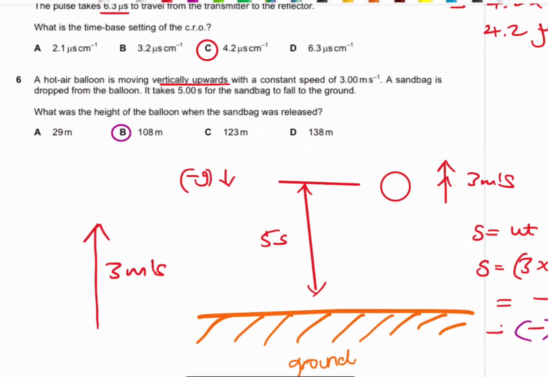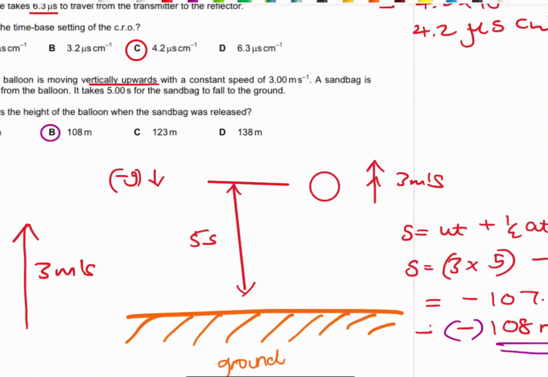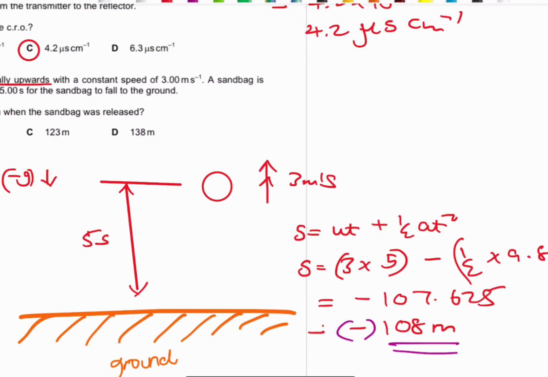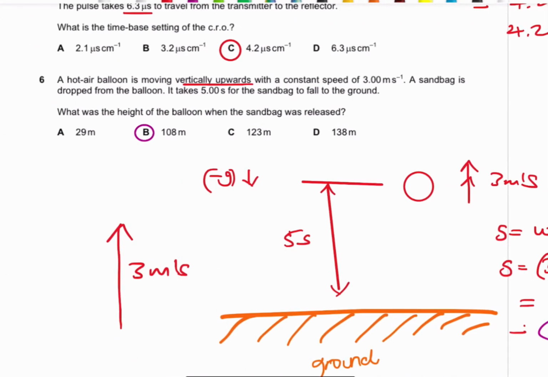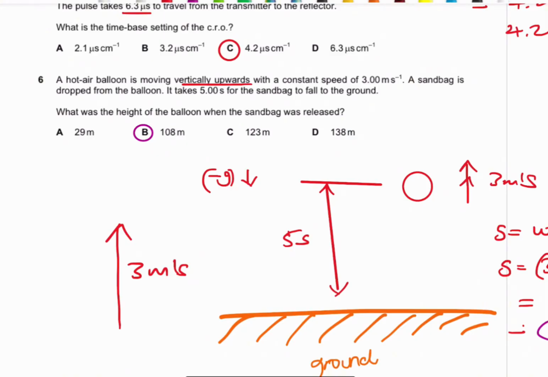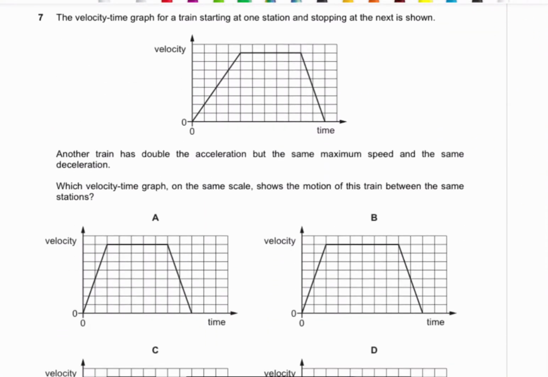So very important, it was moving up. So the initial velocity was not down, it was actually pointing up because it's moving up at 3 meters per second. Then for the value of t we have, g is always negative 9.81 pointing down. Then we can find the value of our height. Move on to question 7.